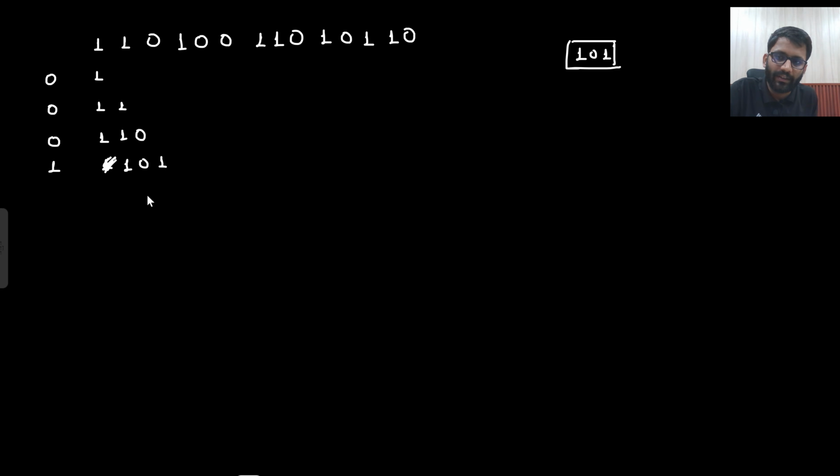Okay. After that, this one will be gone, 010, output will be 0. Then this will be gone, 100, output will be 0. Then this will be gone, 001, output will be 0. Then this will be gone, 011, output will be 0. Then this will be gone, 110, output will be 0. Then this one will be gone, 101, yes, output will be 1.